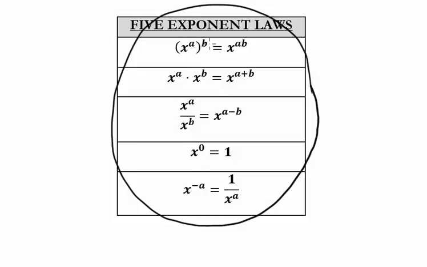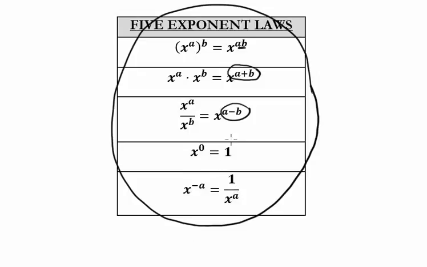Basically, when you raise a power to a power, you multiply the two powers. If you're multiplying exponents with the same base but different exponents, you add the two exponents. If you're dividing, you subtract the two exponents. Any number to the 0 power, mathematicians define as equal to 1, as long as x itself is not equal to 0. And a number to a negative exponent is the reciprocal, 1 over the number to a positive exponent.